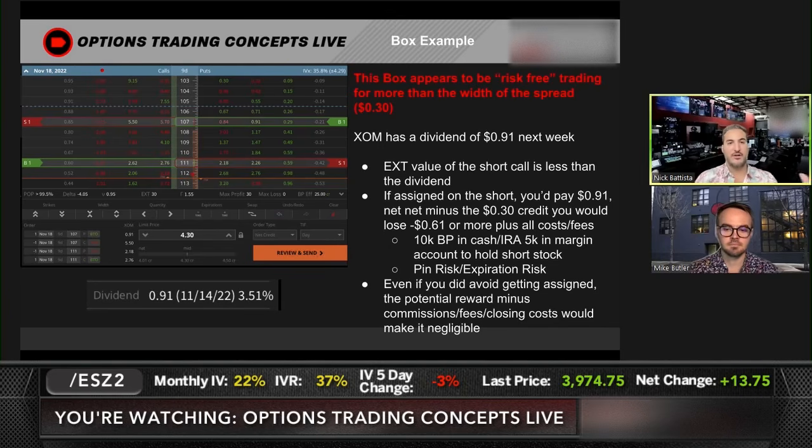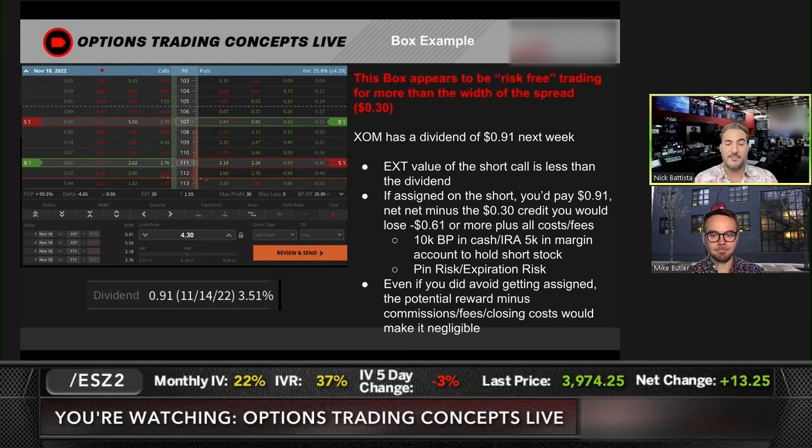So if you took all of those values together, you're short at 107, you're long at 111, that's minus $4 in value. If you're getting paid $4.30 in credit, net, you're keeping 30 cents of risk-free money if you looked at this position, right? So this is a box. This is an example of a box.